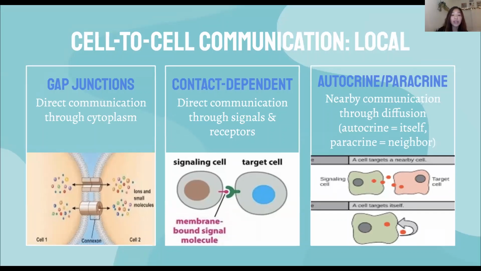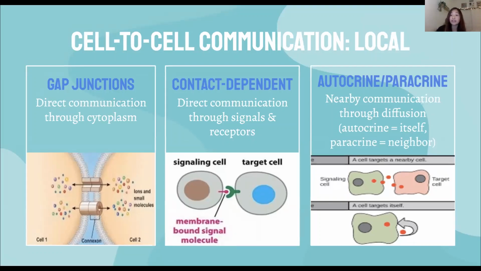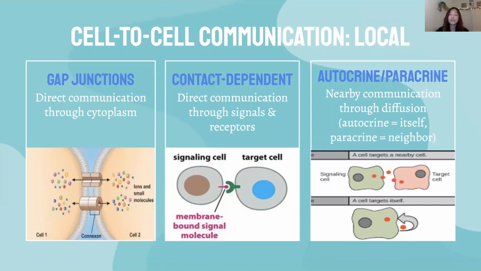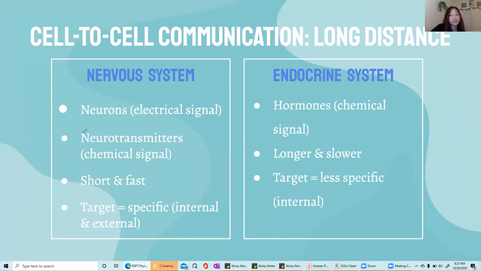And we also have autocrine and paracrine signaling, and this is nearby communication. So an autocrine signal secretes information into the ECF and acts on itself, whereas a paracrine signal secretes information into the ECF and acts on neighboring cells. Both of these types of signals depend on diffusion as a means to reach their target cell and differ primarily in their targets.